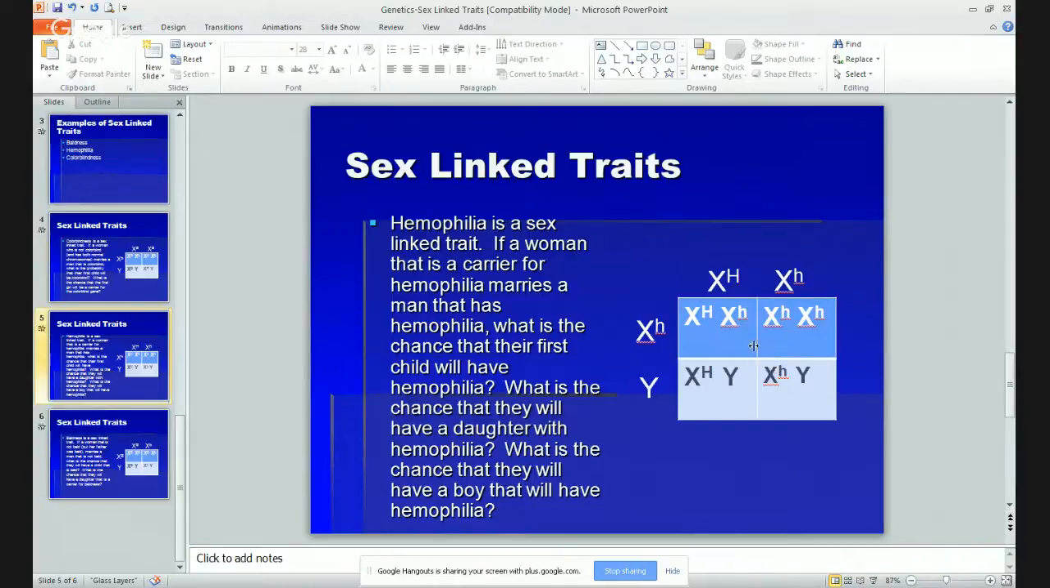This kid right here in the upper left isn't going to have hemophilia because they have one dominant allele, or one normal allele. This boy down here has a normal allele for hemophilia, so he will not have it. This daughter right here inherited both hemophilia genes from mom and from dad, so this child will have hemophilia. This kid right here, all mom had to give was her hemophilia gene, so this boy would have hemophilia. So what is the chance that their first child will have hemophilia? 2 out of 4, or 50%.